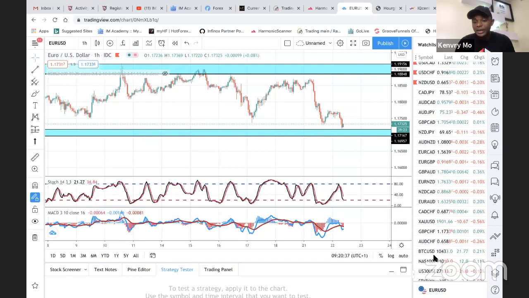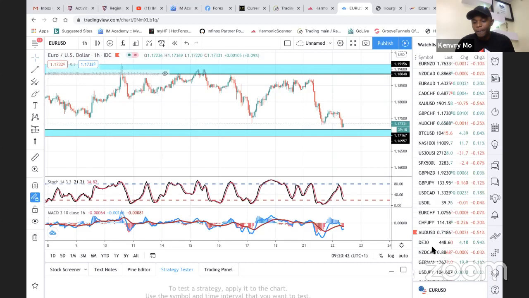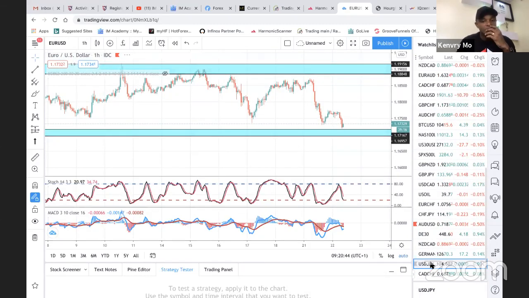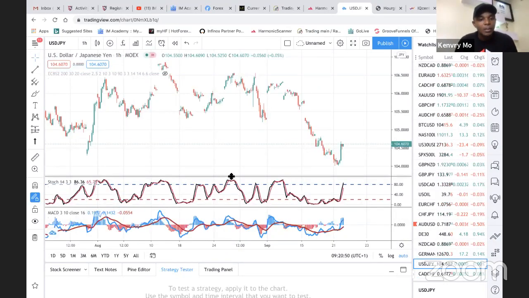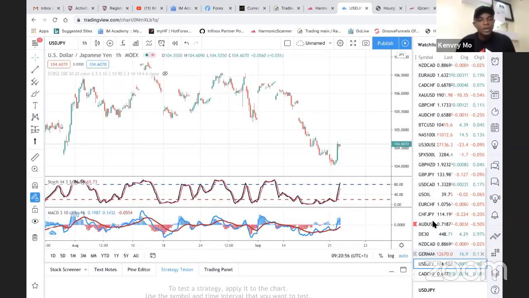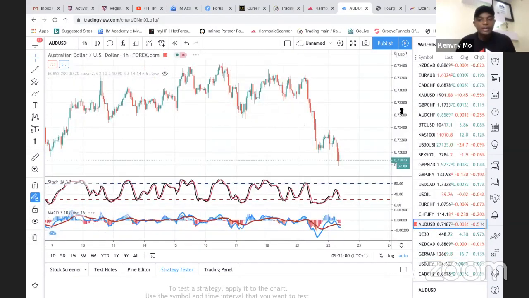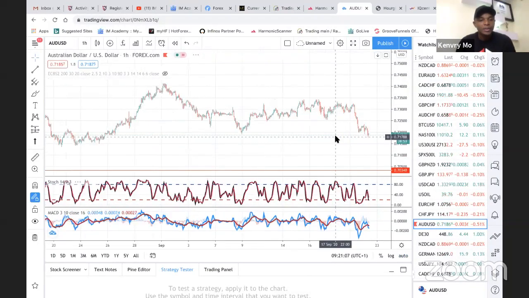Let me pick a currency that I like very well. Okay, so let's pick USD JPY. Okay, I'm going to pick AUD USD as a sample for the training.